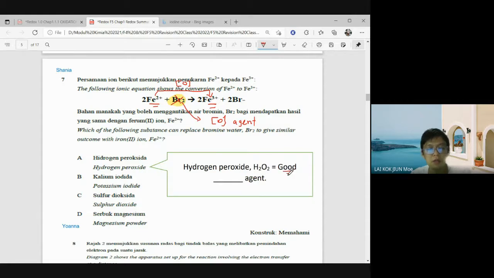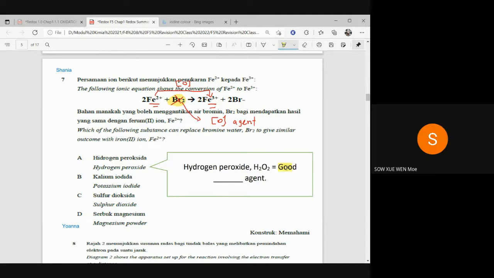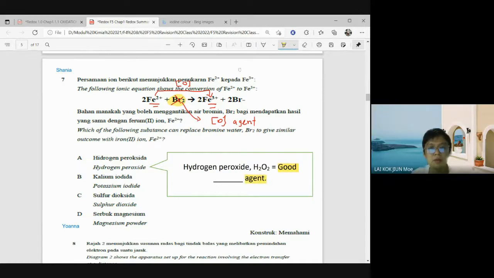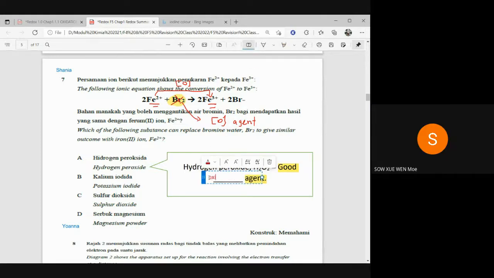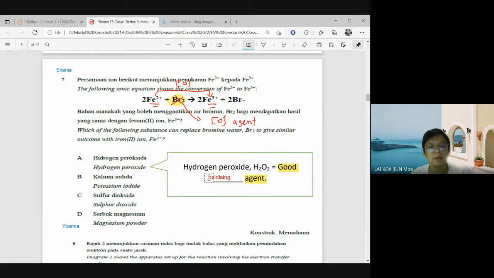So this one is the example of the oxidizing agent. You have to hafal also. Later I will give you the list. You hafal saja. You boleh tahu semua. So Shania, the answer will be hydrogen. Hydrogen what? Hydrogen peroxide. So it is a very good oxidizing agent. Sebab kita nak sama dengan bromine. Bromine ialah best oxidizing agent. Kita nak cari balik lah. Yang boleh ganti bromine tu hanya hydrogen peroxide. Ini tak ada masalah. Ini hafal.